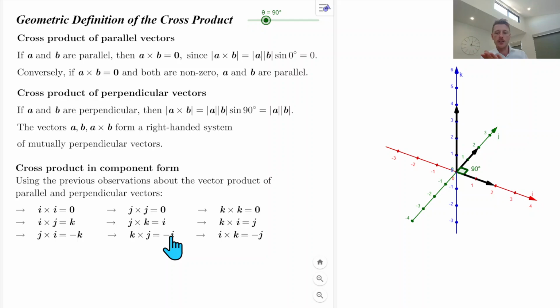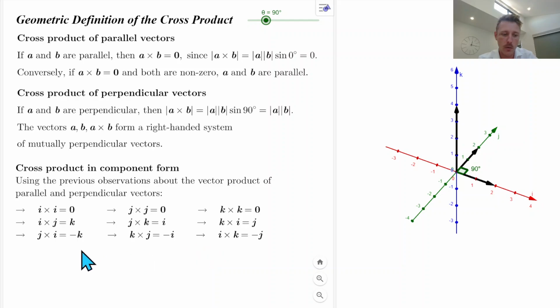If we cross j, which is pointing in this direction, so we point our fingers in that direction, and we curl towards k, which is on the z-axis, so we're curling this way, and i is then therefore pointing out this way. Okay, I encourage you to just keep thinking through them.